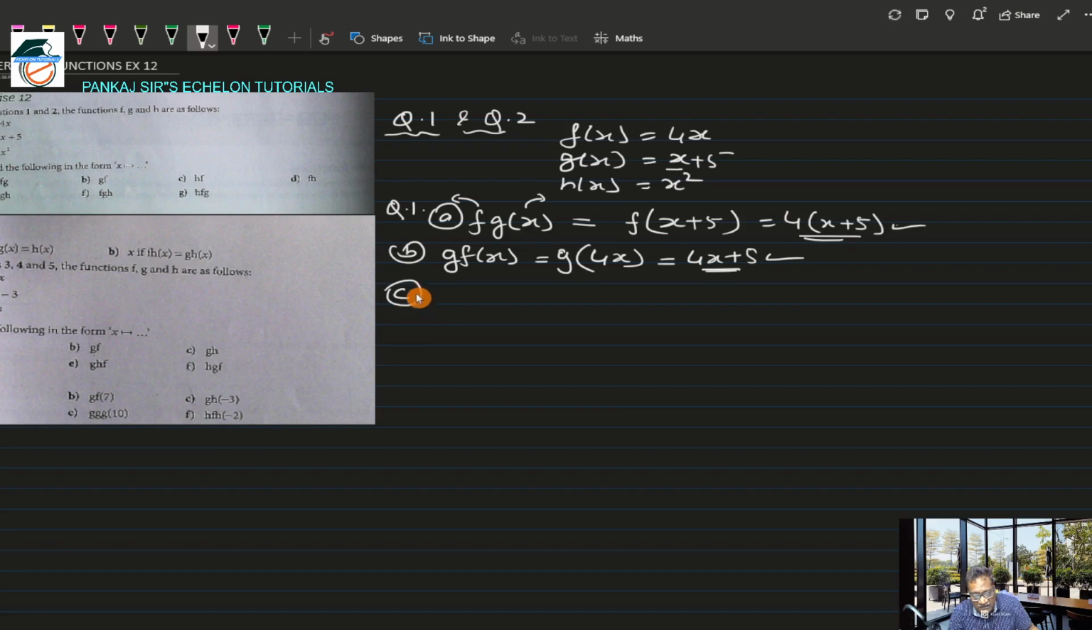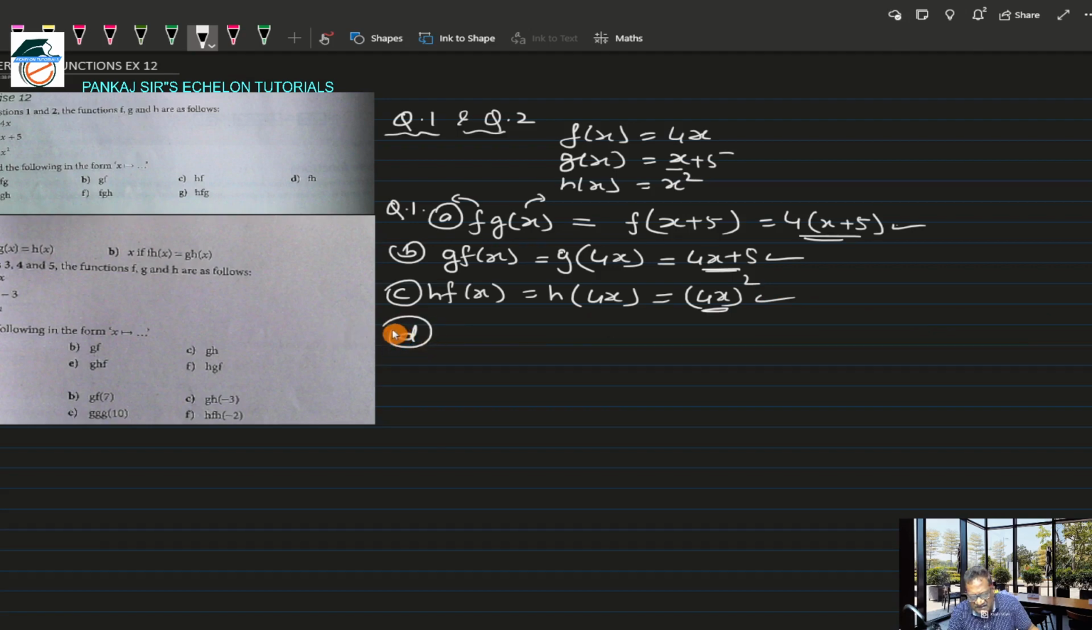C is hf of x. Again, starting from the inside function, f of x is 4x, so it will be 4x, and we have to write h, so it is h of 4x. H of 4x will be what? H of x is x square, so in place of x, you have to put 4x. So it will become 4x the whole square. Now this is the answer for C.